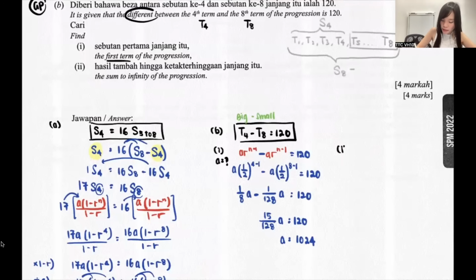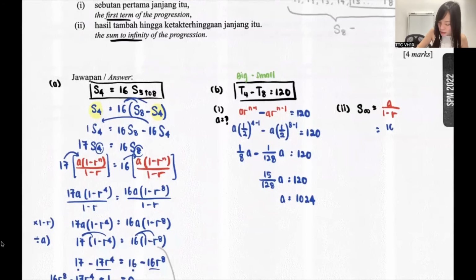I think the next part is super easy. Find the sum to infinity of the progression. For S infinity, there is only one formula: A over 1 minus r. There's no other choice. So it's quite easy, because you already know your A is 1024 and your r is 1 over 2.